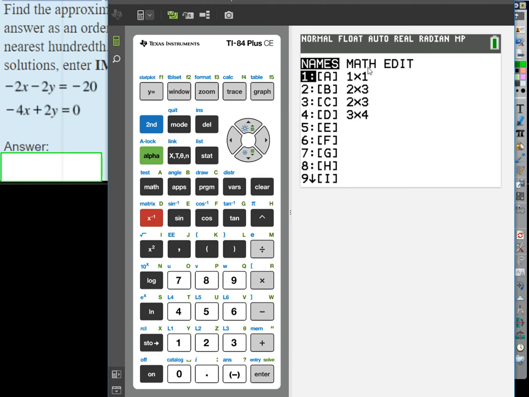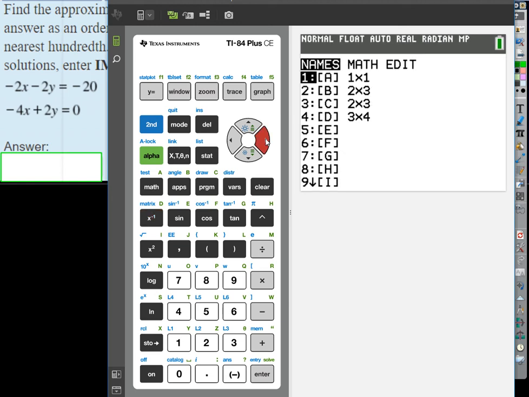You can scoot over, and if you go to the math menu, there's a bunch of options that aren't going to make a lot of sense to you, but when you eventually study matrix math, those will all make sense. And then if you scoot over to the edit menu, this is how you build matrices, and that's what we're going to do first. We're going to build matrix A to represent this linear system.